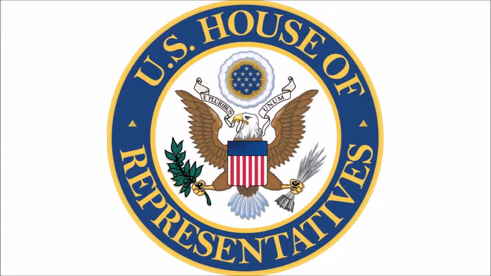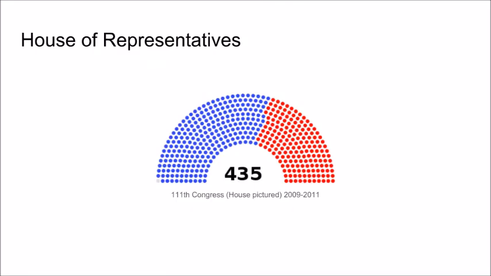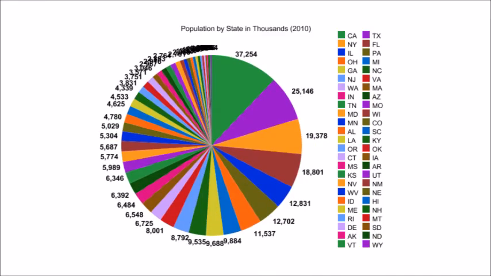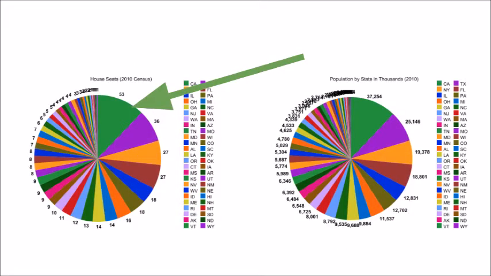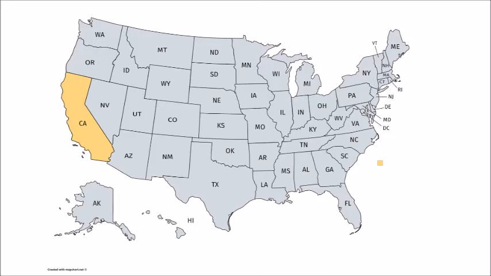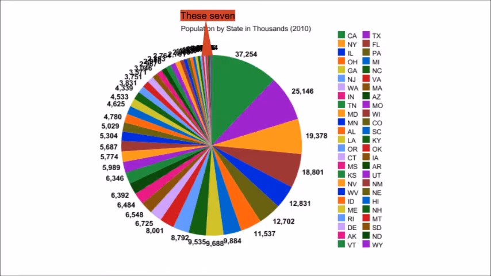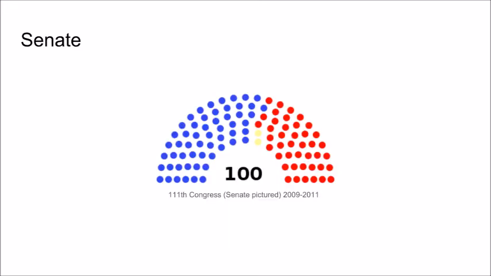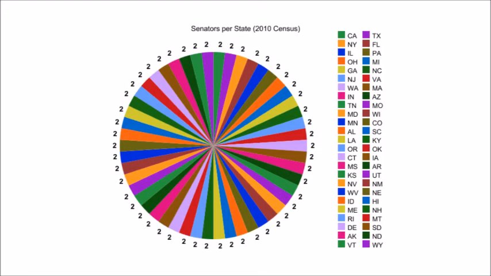The House of Representatives consists of 435 members, which are elected by states according to population. California, the state with the highest population, has 53 representatives in the House, while Wyoming, Vermont, North Dakota, Alaska, South Dakota, Delaware, and Montana, the states with the lowest populations, each have 1 representative. The Senate consists of 100 senators, 2 per state.